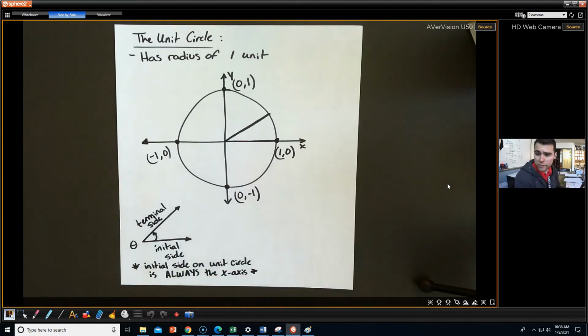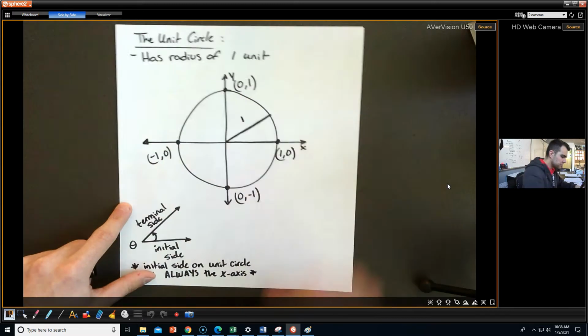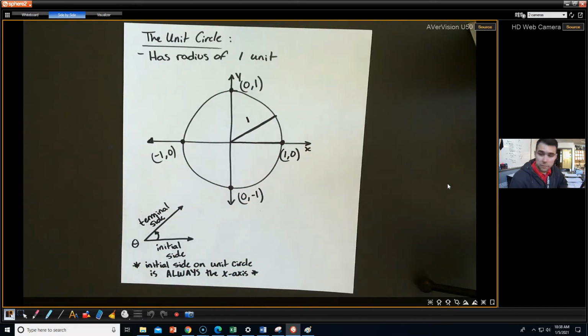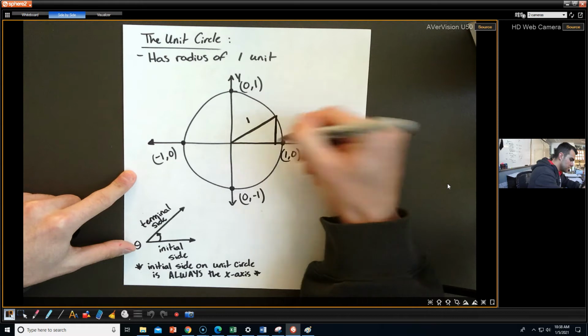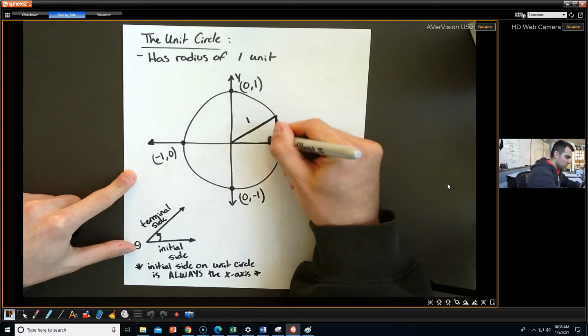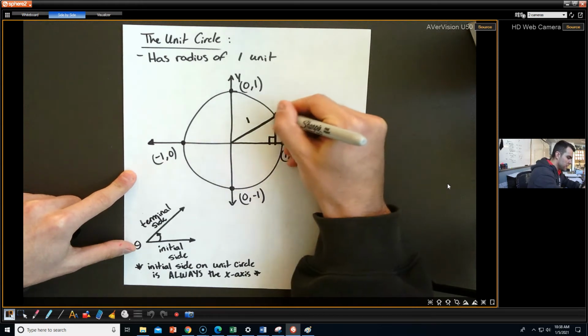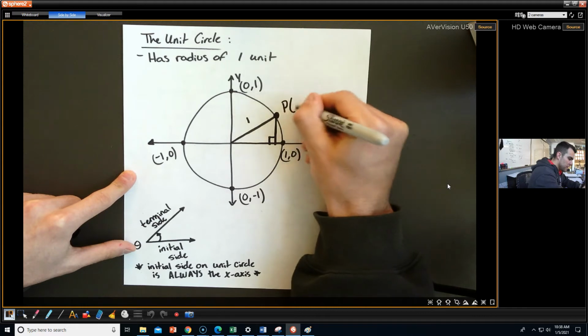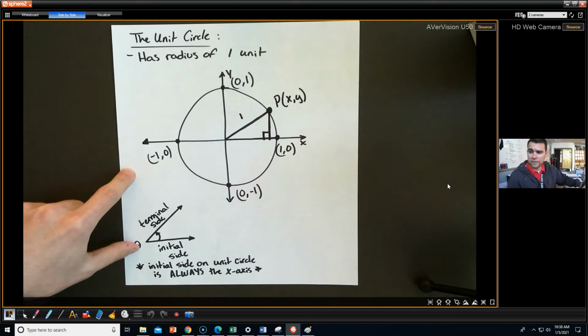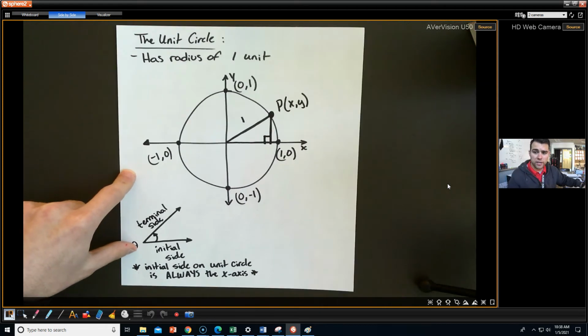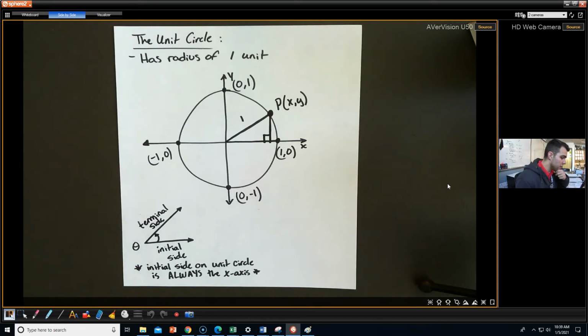So we have our terminal side, and we know how long that side is. It's got a radius of 1. Now I'm going to create a right triangle out of this. I'm going to drop an altitude right here, and I'm going to make it very clear that that's a right triangle. And what we're after is this point (x, y) right here. We want to know what that is, extending our ideas of trigonometry and our functions that we've come up with so far.